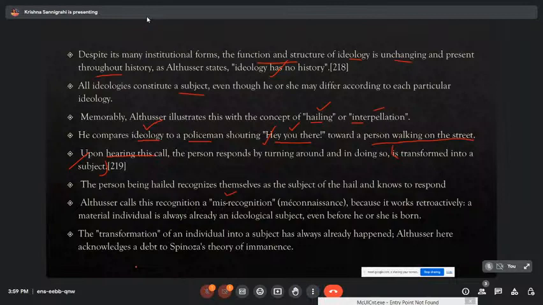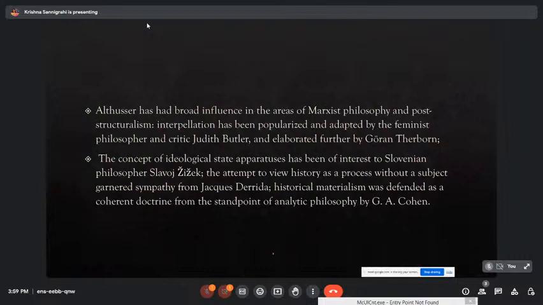Althusser here acknowledges a debt to Spinoza's theory of immanence. So he takes, again, some cue from Spinoza's theory of immanence. Althusser has had broad influence in the areas of Marxist philosophy and post-structuralism. Interpellation has been popularized and adapted by the feminist philosopher and critic Judith Butler, whom we had discussed yesterday, and elaborated further by Göran Therborn.